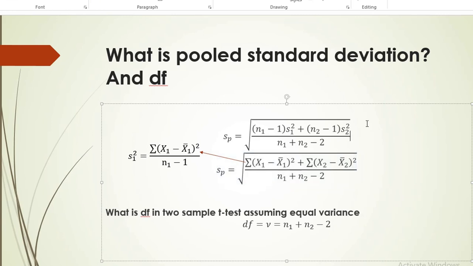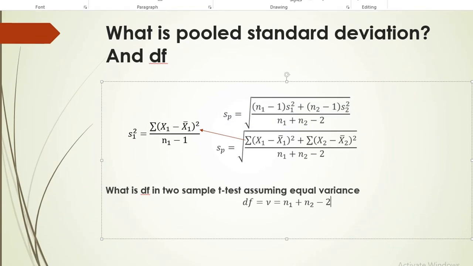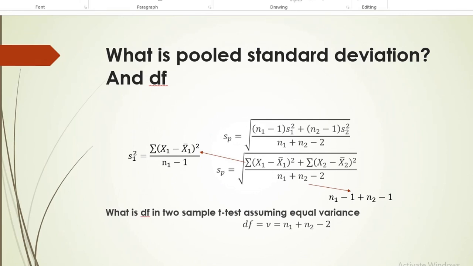And if you are given the information in terms of sample variances, then you can use this formula to get your estimate of the pooled standard deviation. So what's the degrees of freedom in case of equal variances assumption? Remember n1 plus n2 minus 2. What is n1 plus n2 minus 2?